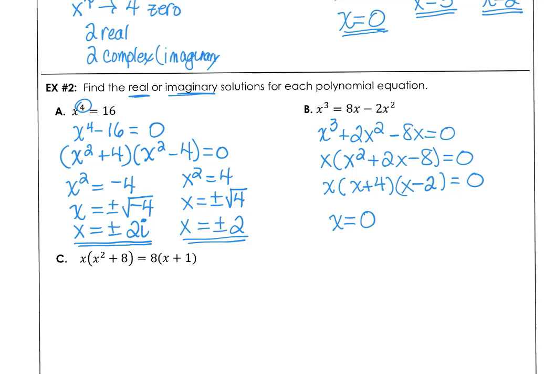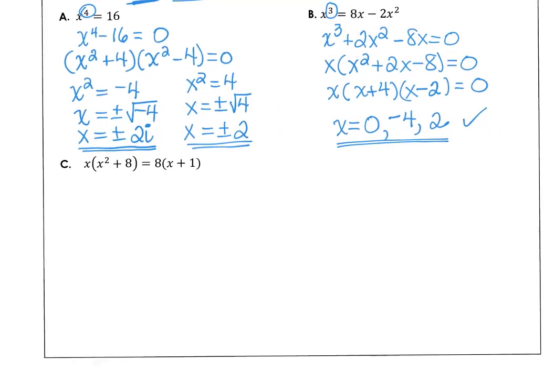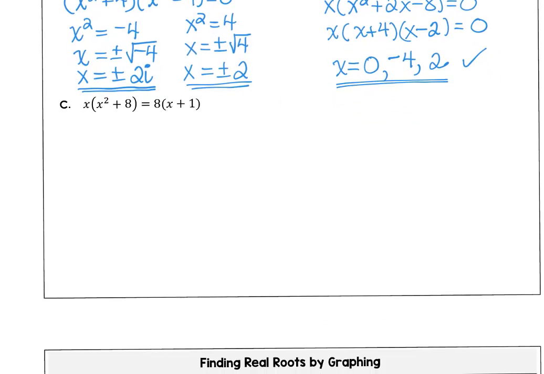Our solutions are 0, -4, and positive 2. It's a cubic polynomial. We have 3 solutions. They're all real in that case. And then on part C, first we'll have to distribute and then collect like terms.